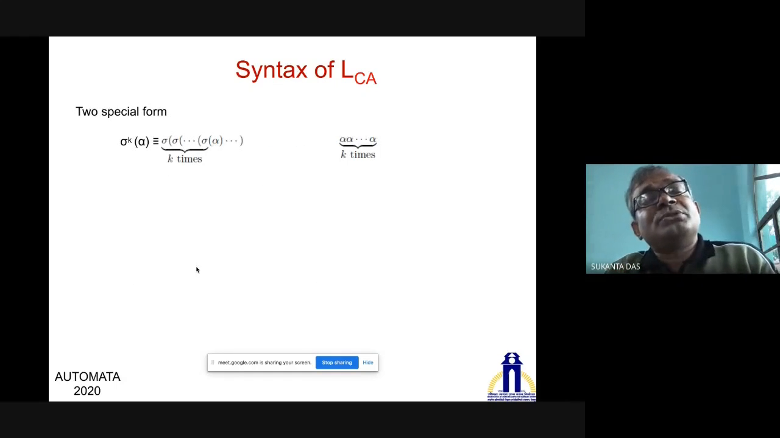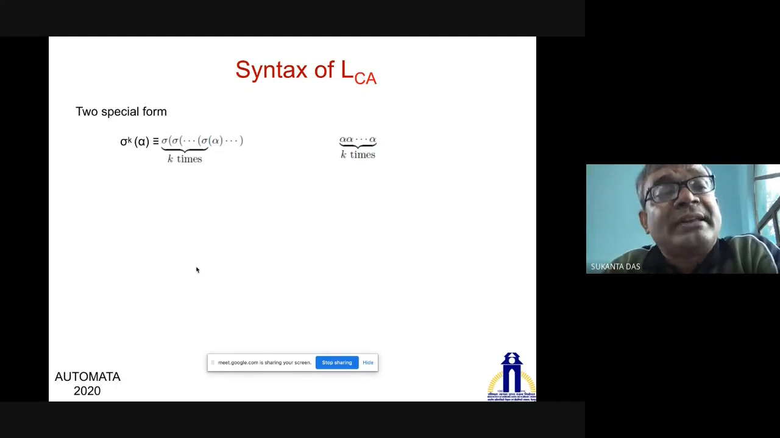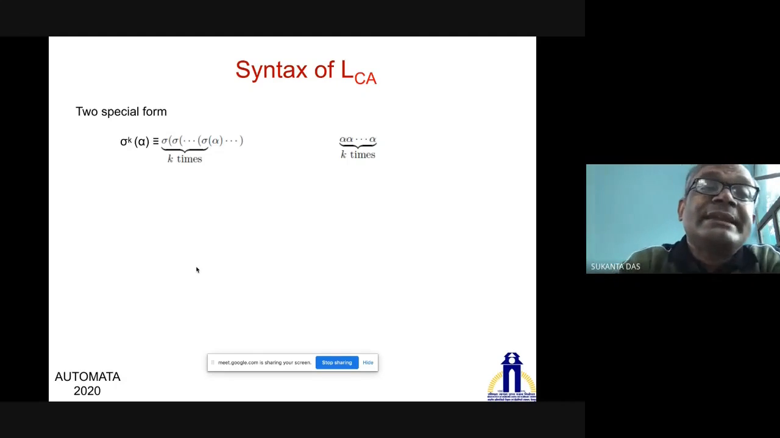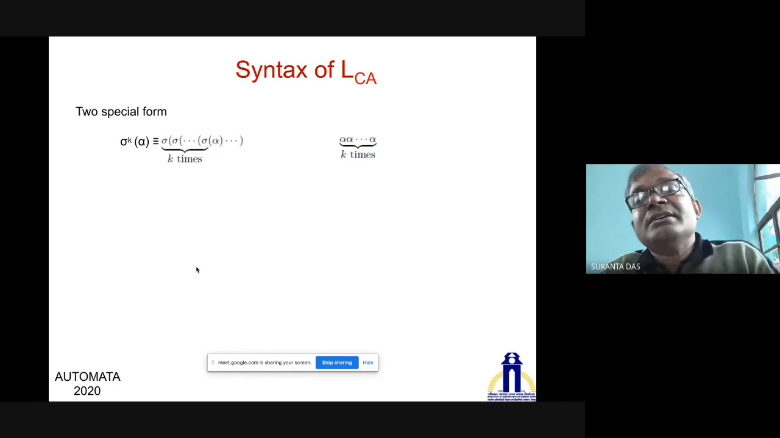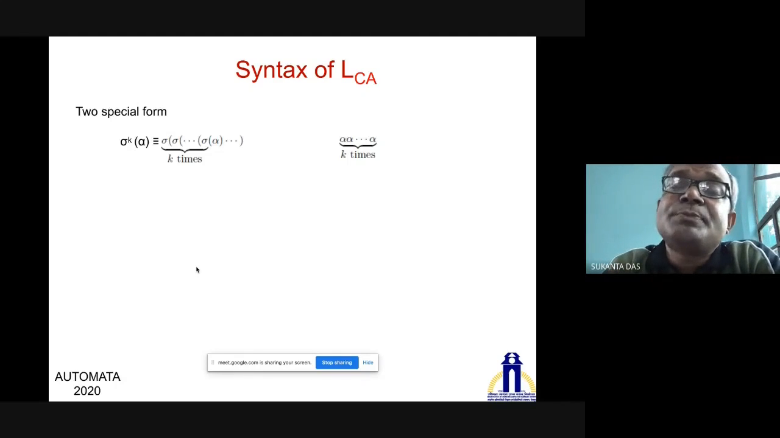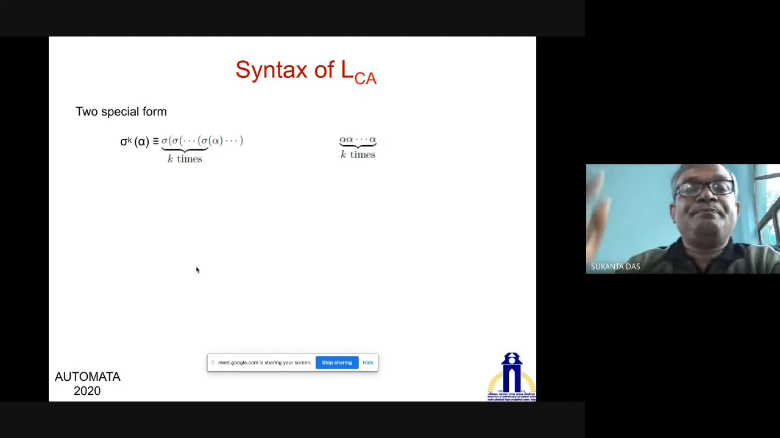So from a WFF, we can get several forms. Two special forms are there. The first is sigma to the power k alpha. When you get sigma to the power k alpha, we represent it as k times sigma is used, then alpha. That's the meaning of sigma to the power k alpha. Similarly, if alpha is used k times, we call it alpha to the power k. So in our work, we shall use these two special forms.